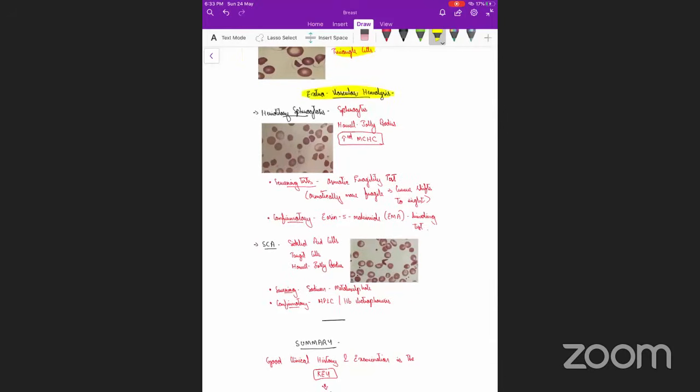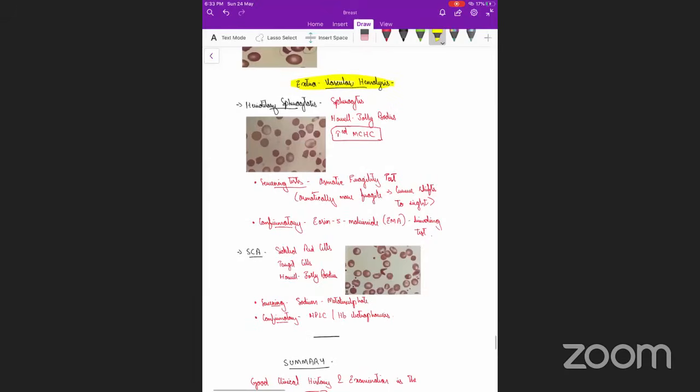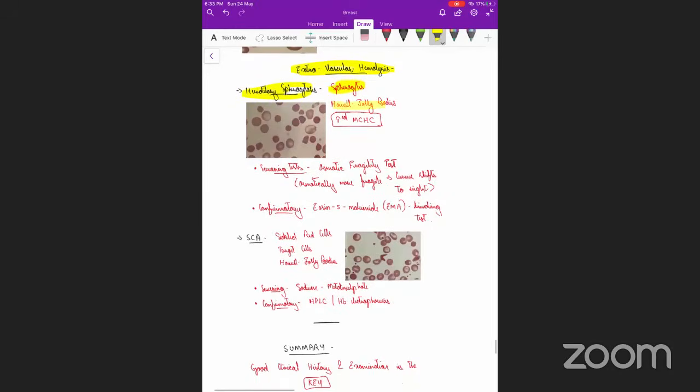Extravascular hemolysis. One is hereditary; these are mainly structural defects. So hereditary spherocytosis means you will find spherocytes, Howell-Jolly bodies, and increased MCHC. This was also there in the first case, which you guys did not catch. MCV and MCH were normal, but MCHC was raised in our first case. So that is also there.